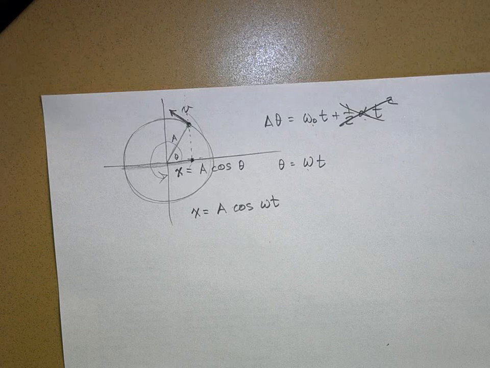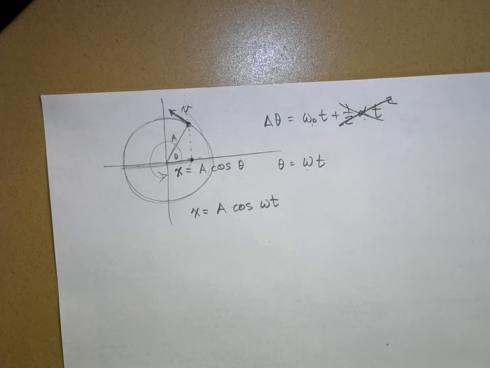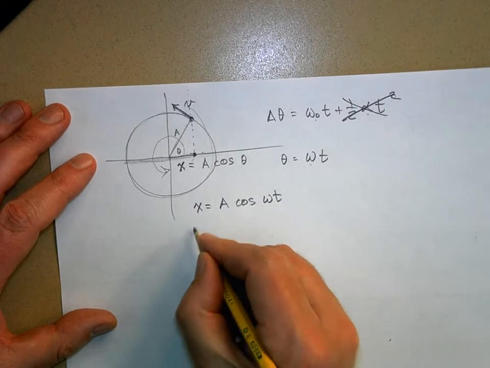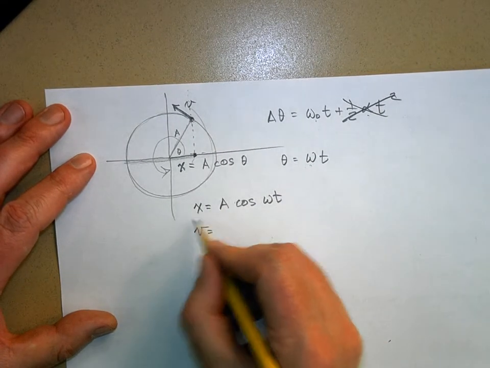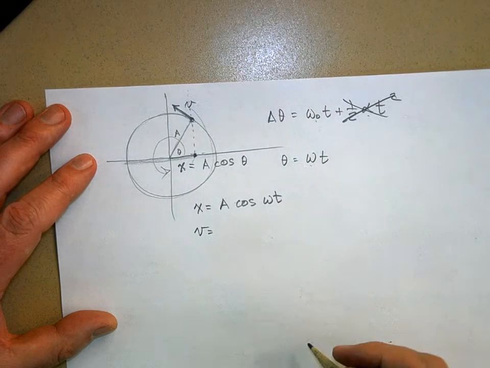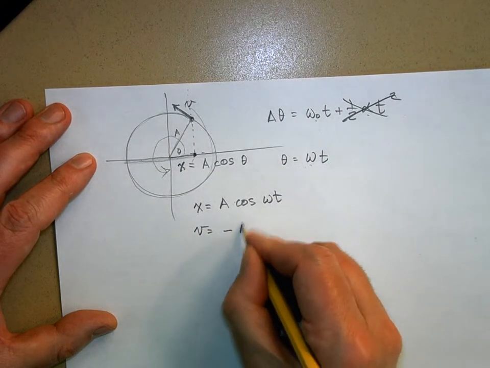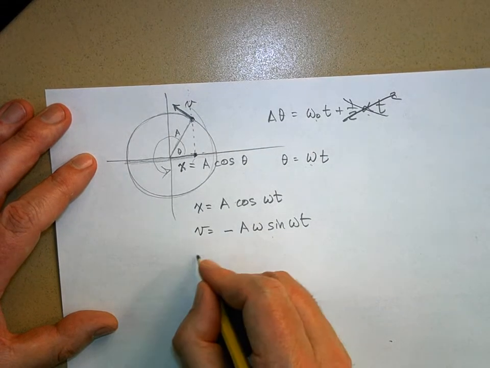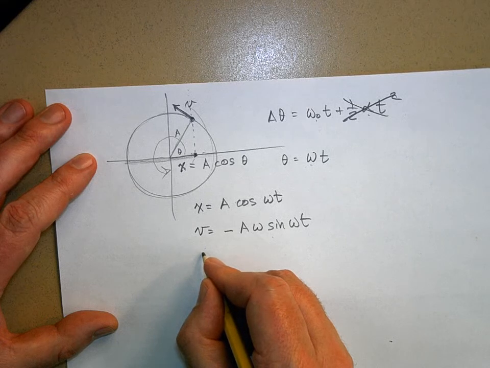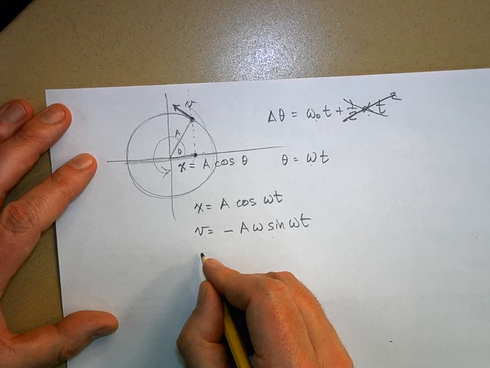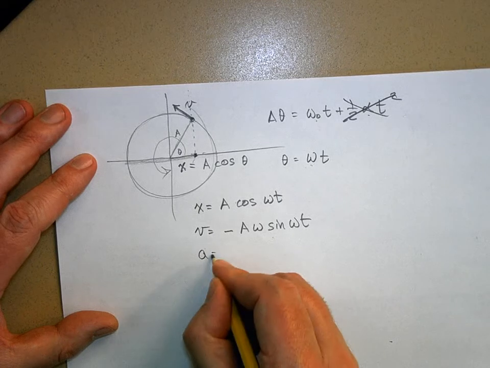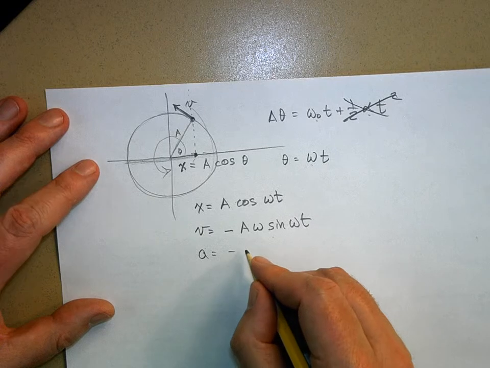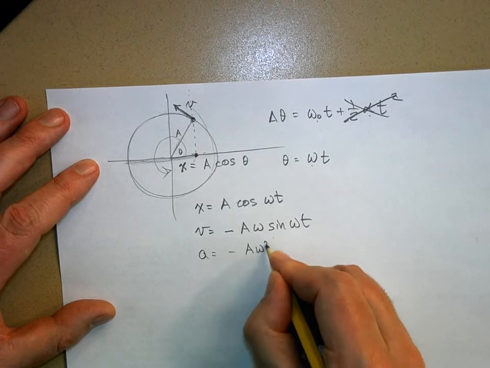I'm going to punt a little bit here, and I'm just going to go to calculus. It can be shown, and you'll take calculus next year, that if you take the velocity of this, well, that's the slope, or that's the derivative of x. And so we're going to get negative A omega sine omega t. And then the acceleration equals negative A omega squared cosine omega t.